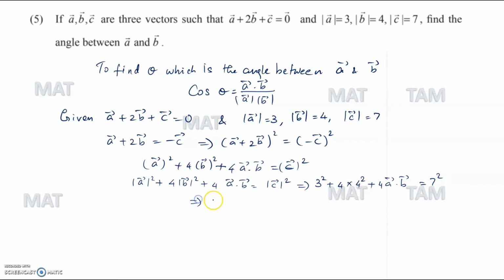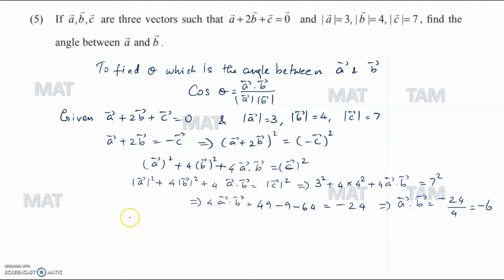So further simplifying this, we can say that 4 times A dot product with B is equal to 49 minus 9 minus 64, which is equal to minus 24. Which implies A dot product with B is equal to minus 24 by 4. That's equal to minus 6.